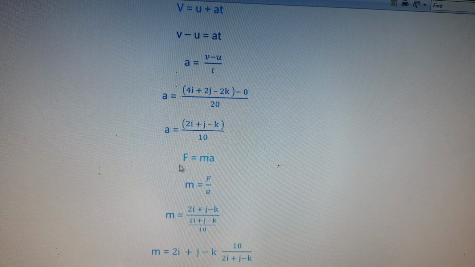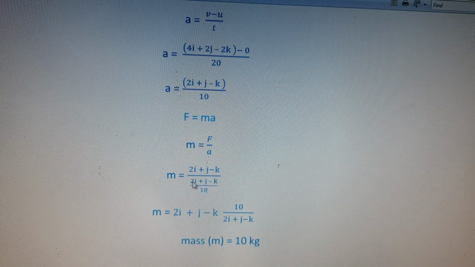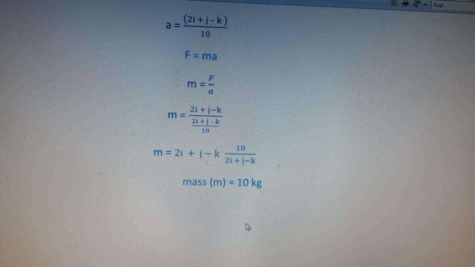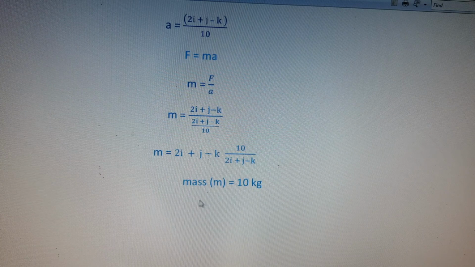So next, we can find the mass by using Newton's second law. F is equal to ma. So m is equal to F by a. So m is equal to the F value, 2i plus j minus k, divided by a, which is 2i plus j minus k by 10. So we can write m is equal to 2i plus j minus k into 10 by 2i plus j minus k. So the two vectors will be cancelled, 2i plus j minus k by 2i plus j minus k. So the remaining term is 10. So the mass of the body m is equal to 10 kg.